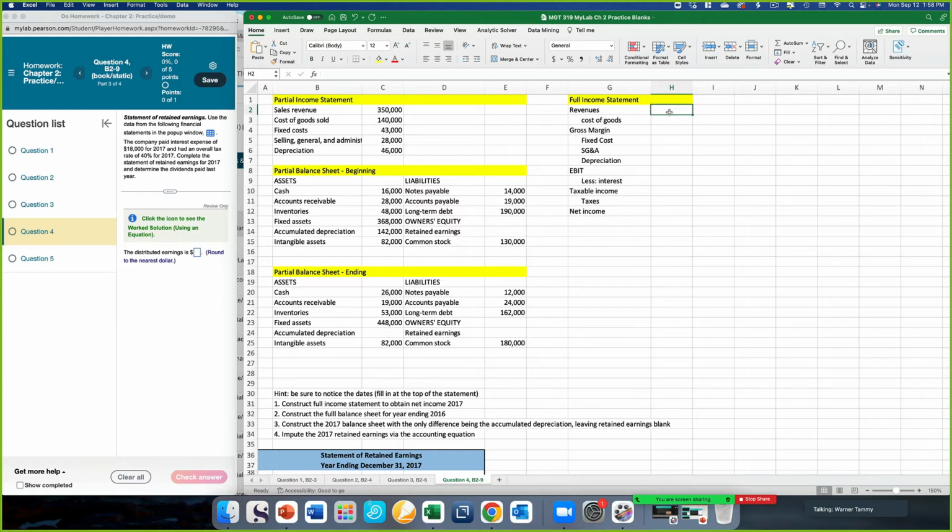So you do that always when you're working in Excel. You do that by using cell references whenever you can. So our sales revenue is here. Cost of goods sold. That gives us our gross margin, which is revenues minus cost of goods. Subtract out these other expense categories, our fixed costs, and our selling in general, and depreciation. And so you subtract these three categories from the gross margin, and that gives you your earnings before interest and taxes, or EBIT.